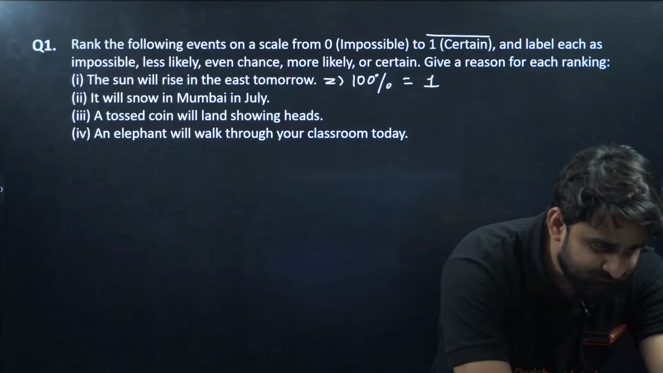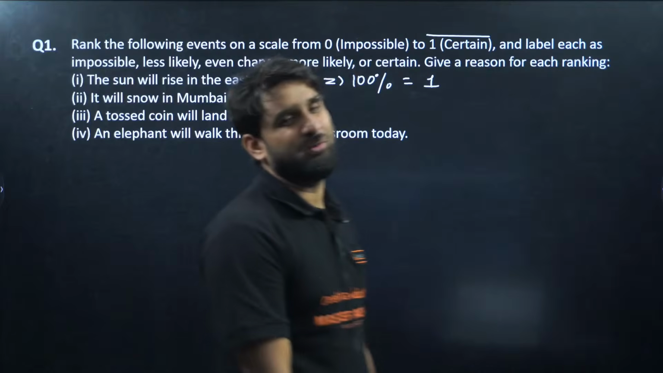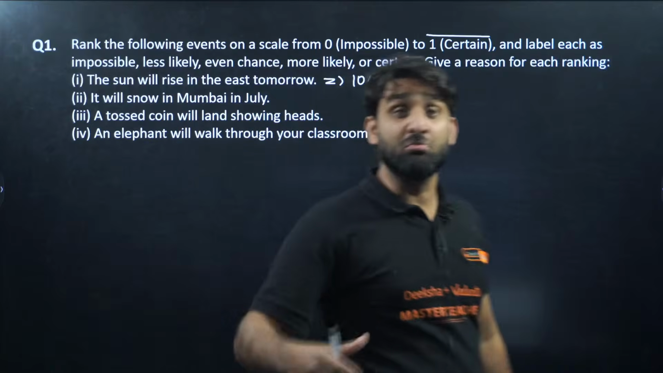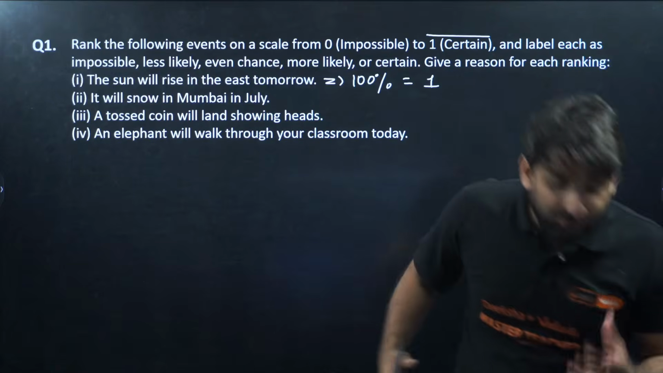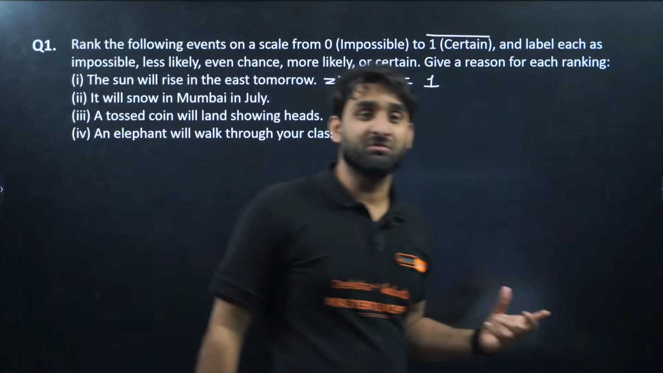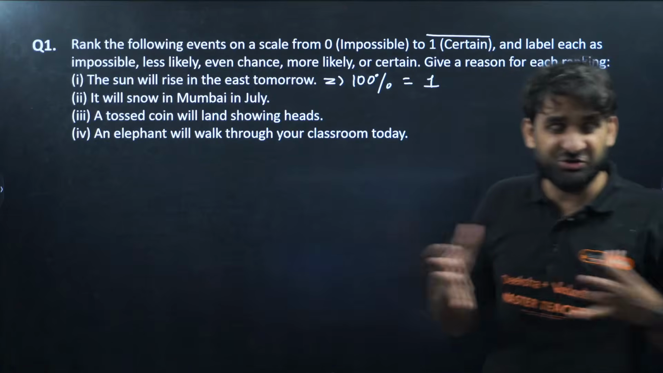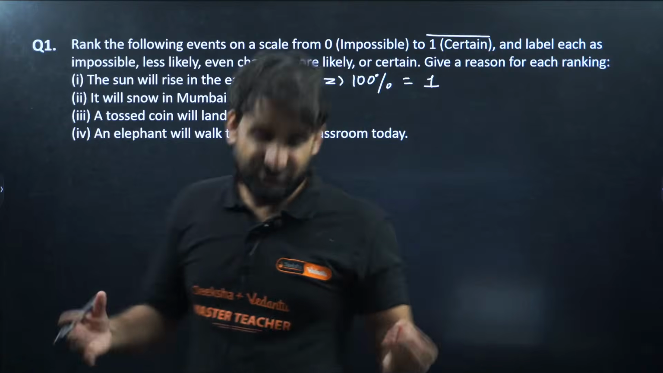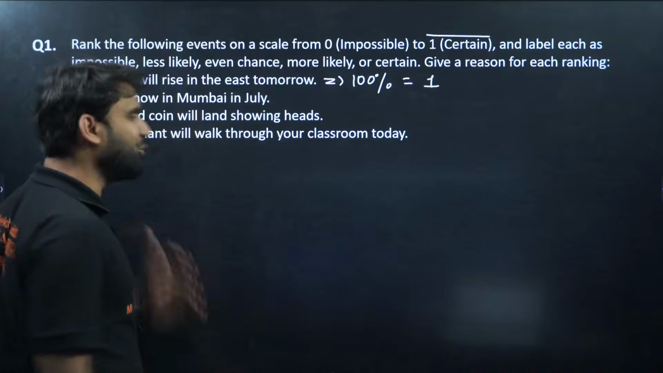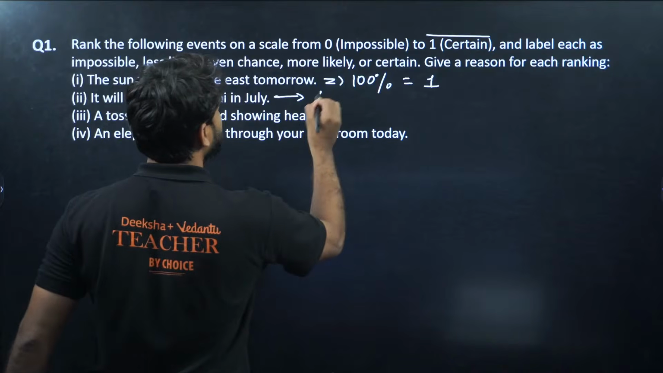Yeah, this is not possible, bro. The second statement is it will snow in Mumbai in July. In July, is it possible? Not at all. In July there is monsoon, scorching sun, so irritating, so much heat. So this is not possible, not at all. So the probability is 0.